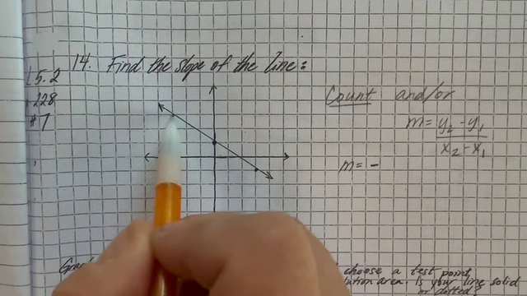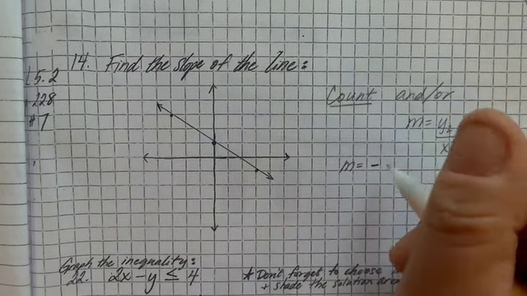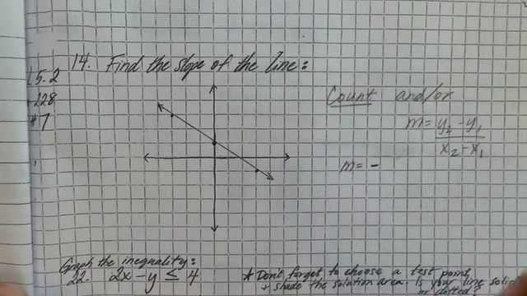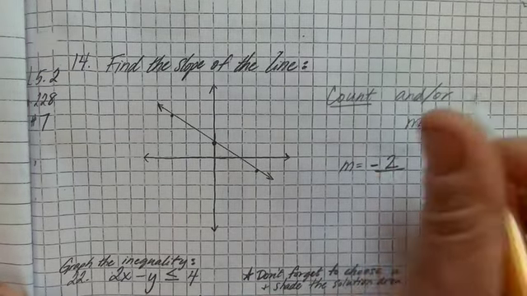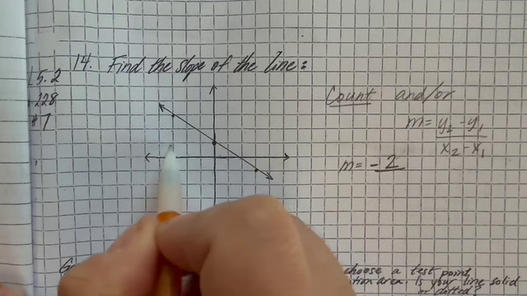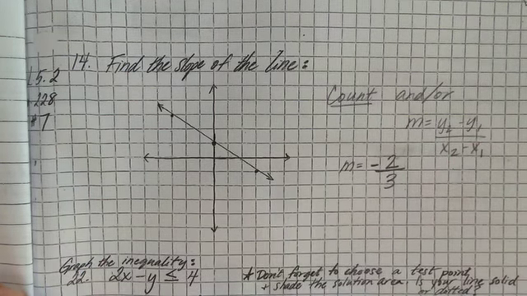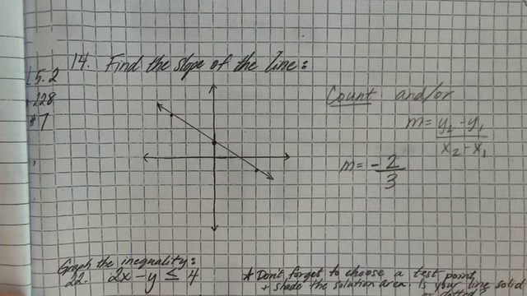So to get to the next point, I go down 2, 1, 2. Oh, I already had a negative there. Down 2, 1, 2, and over 3 to the right, 1, 2, 3. Okay, that's my slope as negative 2/3.